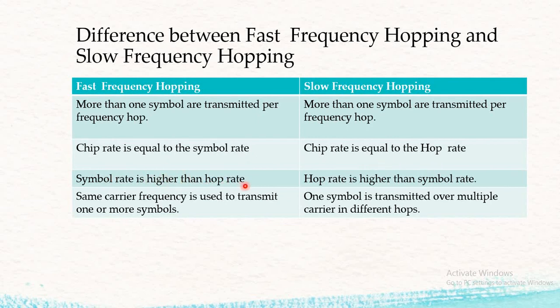Symbol rate is higher than the hop rate. Here hop rate is higher than the symbol rate. Same carrier frequency is used to transmit one or more frequency. That is the case of fast frequency hopping. And in case of slow frequency hopping, one symbol is transmitted over multiple carriers in different hops. So this is all about the difference between slow frequency hopping and fast frequency hopping.